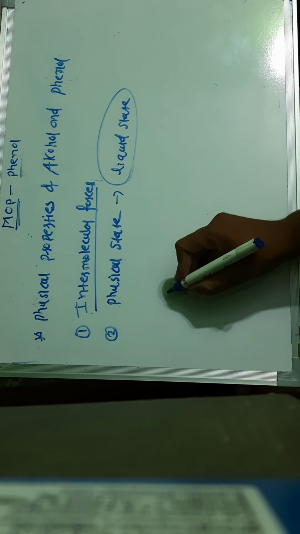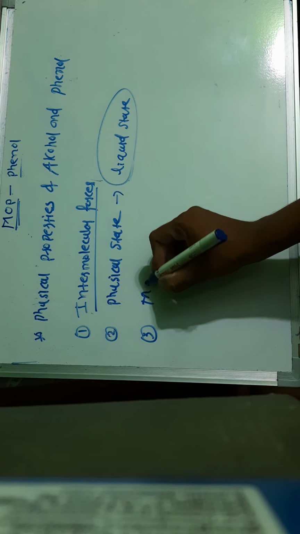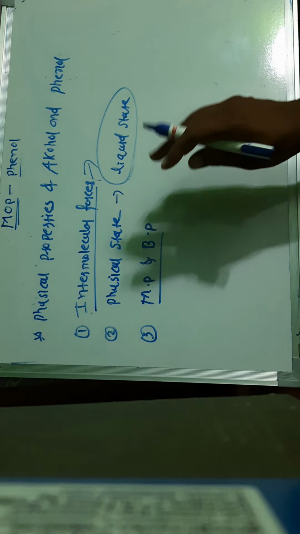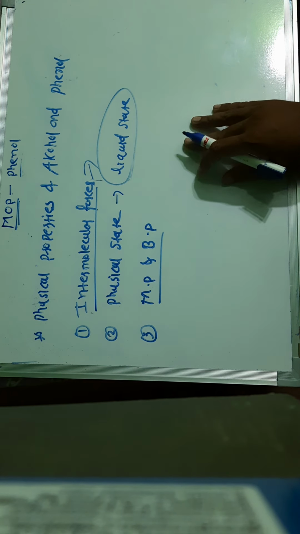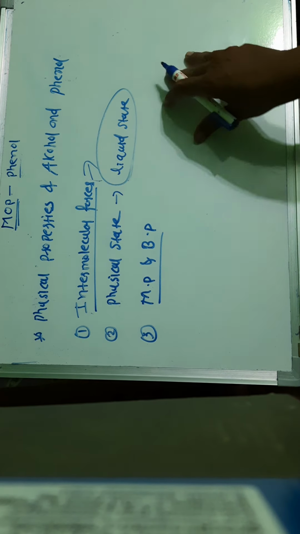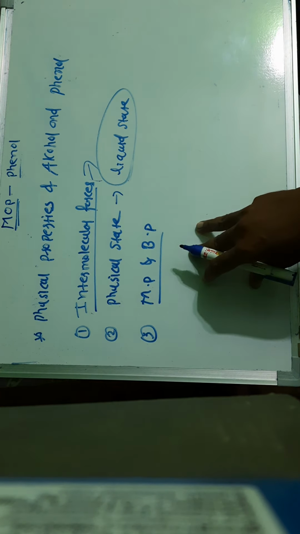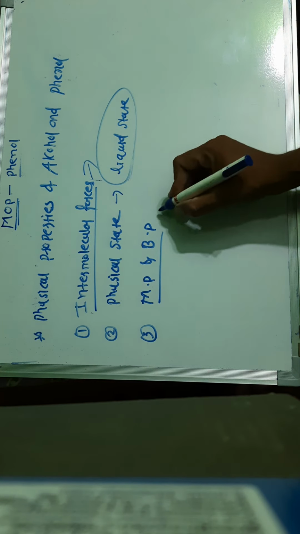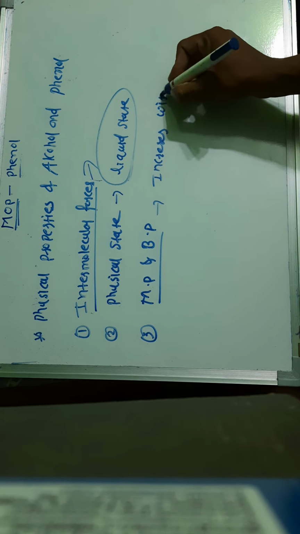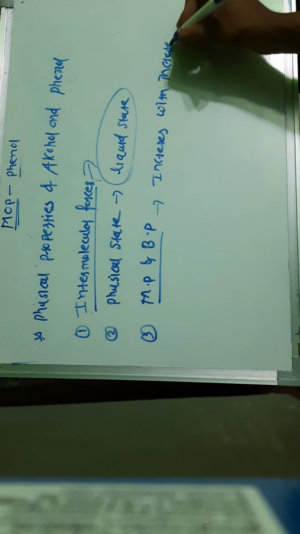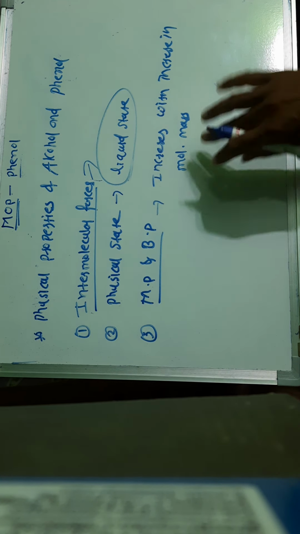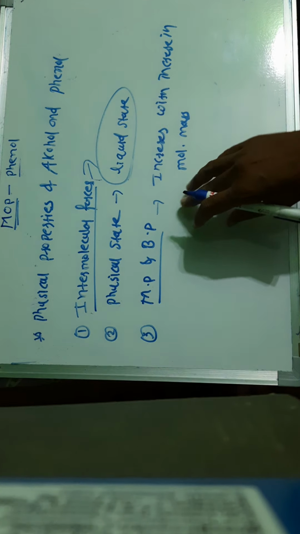The third one is melting point and boiling point. In this case, alcohols and phenols have a strong intermolecular force of attraction. That's why their melting point and boiling point are also higher as compared to the alkyl halide. And their melting and boiling points increase with increase in molecular mass. As the molecular mass increases, their melting and boiling points also increase.